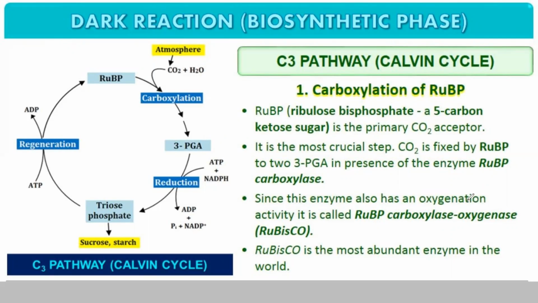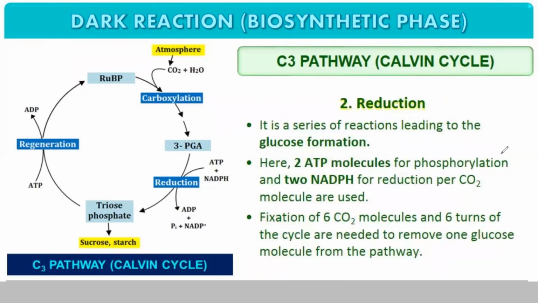RuBP has a tendency of oxygenation as well. That's why the enzyme is also called Rubisco. Rubisco is the most abundant enzyme present in this world. The next step is reduction. It is a series of reactions that leads to the formation of glucose.